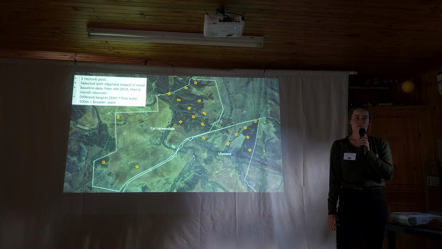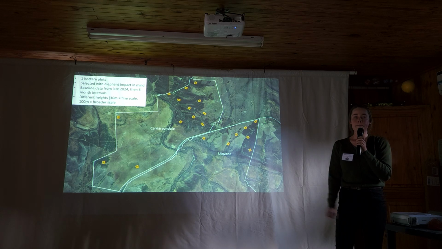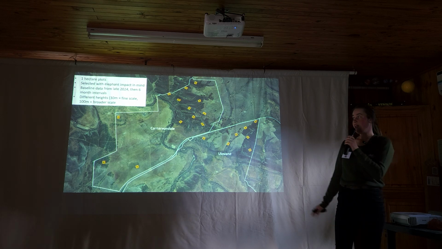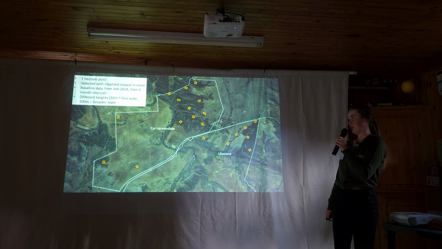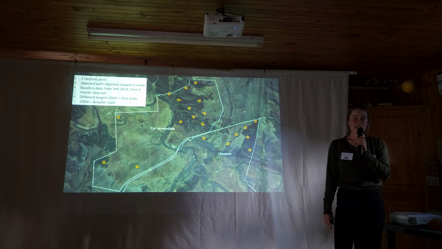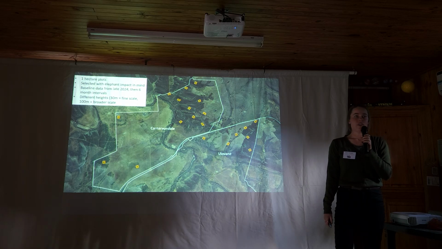And then we wanted to get baseline data. So in late 2024, around the time we opened the corridor and before we incorporated Uluvani, we flew the drone. And then we are repeating it every 6 months for long-term vegetation monitoring. And we're flying at different heights: 30 meters for finer scale imagery and then 100 meters for more broad scale. For the elephant impact, we're mainly focusing on the 30-meter height.